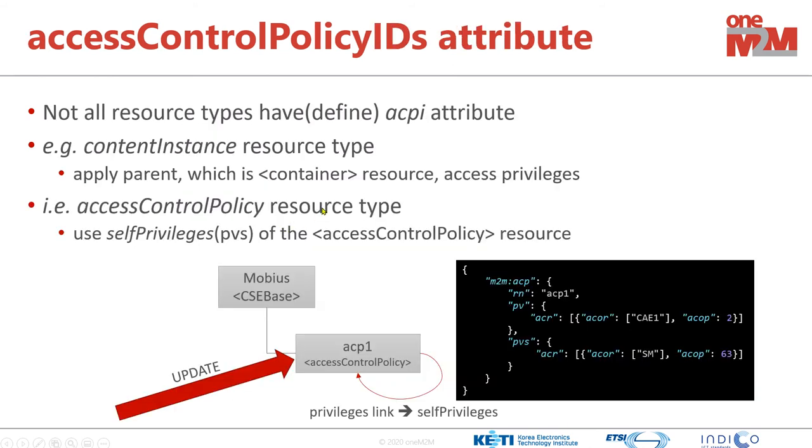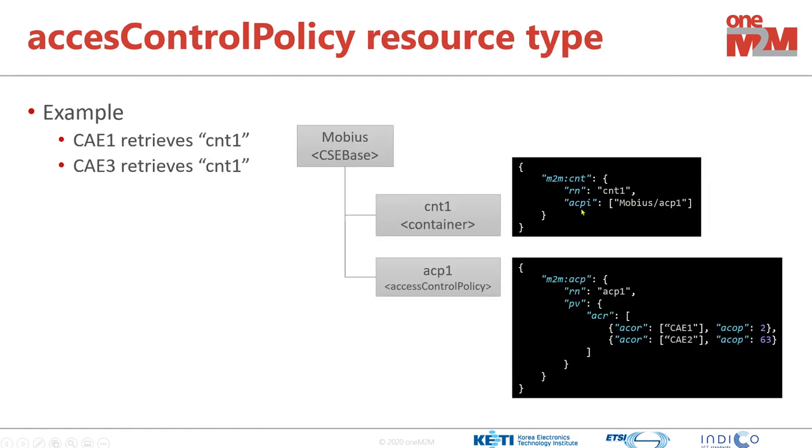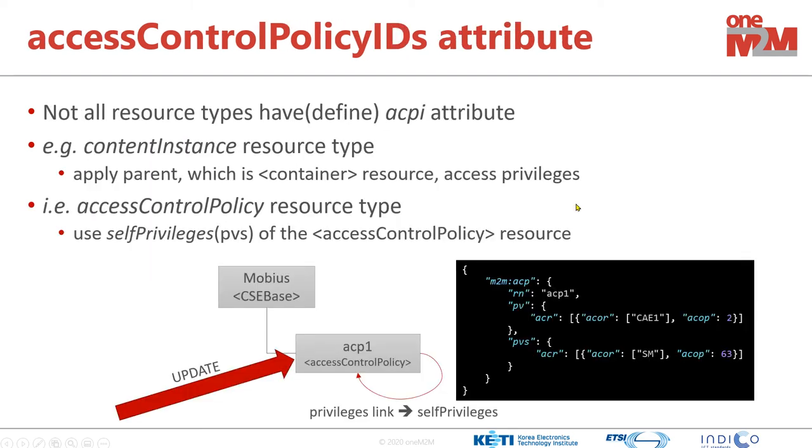So far we have been seeing that a container can have an ACPI, which is the access control policy IDs attribute, and that is optional. And what about the other resource types? For example, some resource types do not define the ACPI at all in the specification, such as content instance. A content instance cannot have ACPI because the specification does not define that attribute at all.